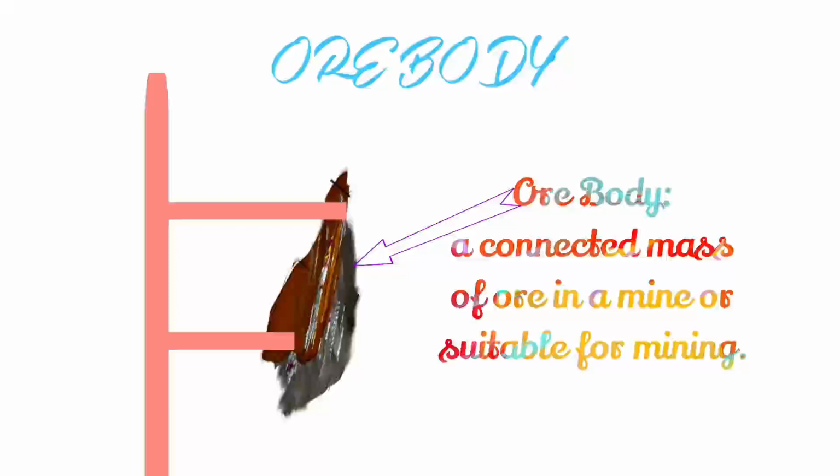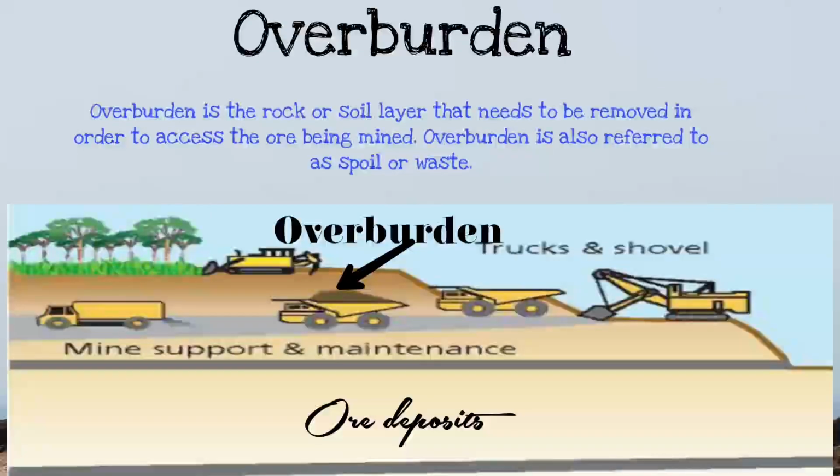Okay, next one is overburden. Generally, overburden is the rock or soil layer that needs to be removed to access or mine out some ore or mineral. Overburden also refers to the spoil and waste. Sometimes it is called subsoil. So first we remove the overburden to find the ore deposit. This is called overburden, generally a rock or soil layer that needs to be removed.